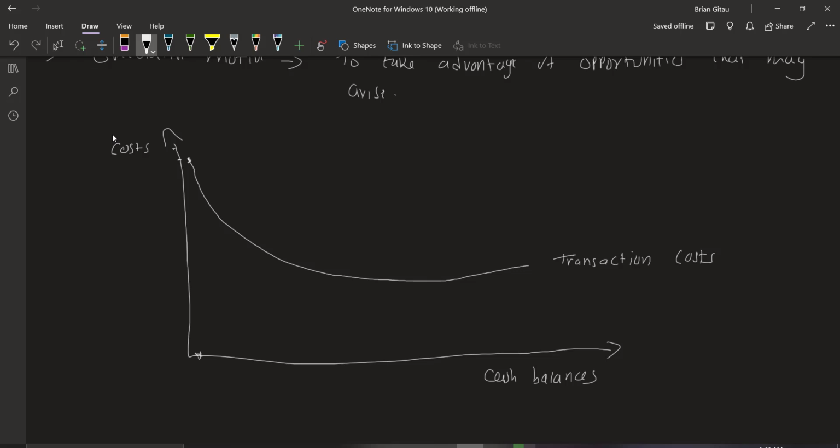Now, starting our curve from somewhere here, if our cash balance is at 0, then our opportunity cost will be 0. But as we increase our cash balance, the opportunity cost increases. So it will look something like this. Now we have this point where these two curves meet.